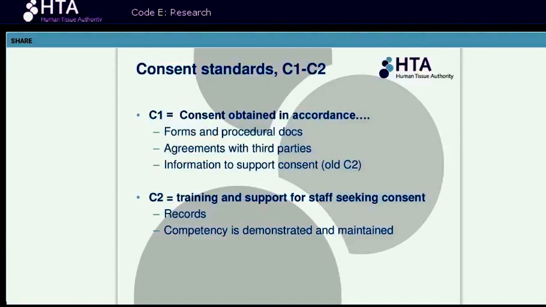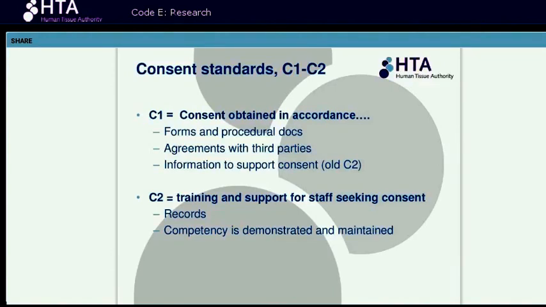In terms of consent standard C1, the guidance notes for the standards under C1 include guidance on consideration of legal requirements such as the Data Protection Act and the common law duty of confidentiality, and guidance on the content of agreements with other parties responsible for seeking consent, so that the consent is obtained in accordance with legal and regulatory requirements. There is also information that signposts you to template research consent forms and participant information sheets, which are, for example, provided by the Health Research Authority.